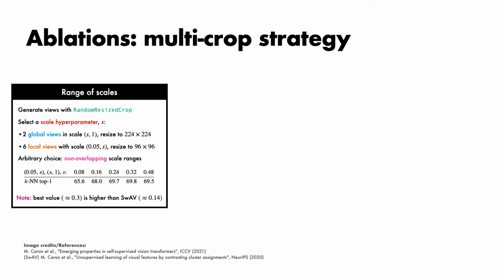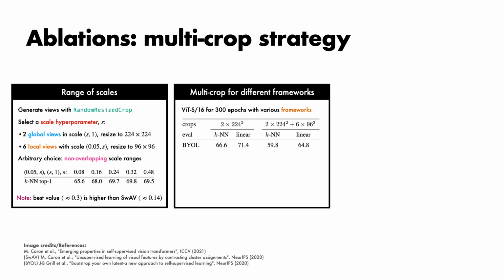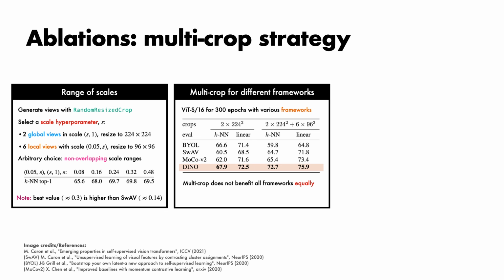The next study implements multi-cropping with the ViT-S/16 backbone, trained for 300 epochs for various self-supervised frameworks. Each is compared with either 2 global crops or 2 global crops together with 6 local crops. The frameworks considered are BYOL, SwAV, MoCo v2, and DINO. A first observation is simply that multi-crop does not benefit all frameworks equally. In particular, while DINO sees a major boost, BYOL actually does worse when using both global and local crops.